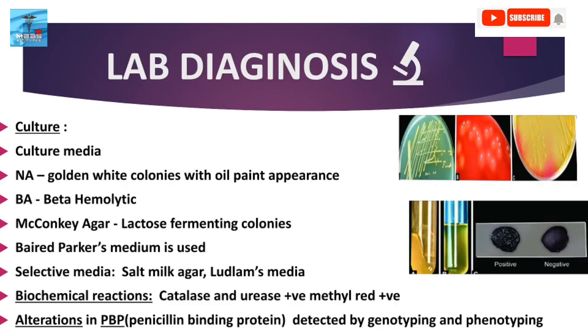Then about lab diagnosis. Here the microscopic part is explained in the first slide. We are directly going to the culture. The culture media include nutrient agar. In nutrient agar we get golden white colonies with an oil paint appearance. In the figure we can see golden white colonies with the oil paint appearance. Then in blood agar we get beta hemolytic colonies. We can see the appearance of Staphylococcus aureus in the blood agar.